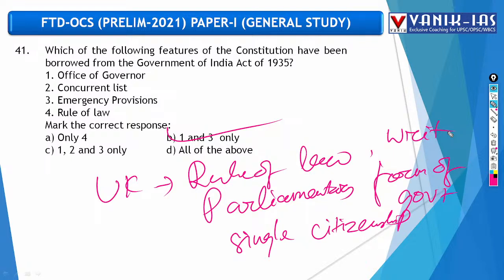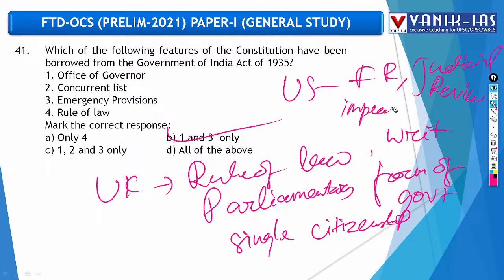Right. From USA we have fundamental rights. Judicial review, it is from USA because in USA the judiciary is very strong, right? Impeachment of president, that is from USA also. Right. Emergency provisions, yes, 1 and 3. Okay.